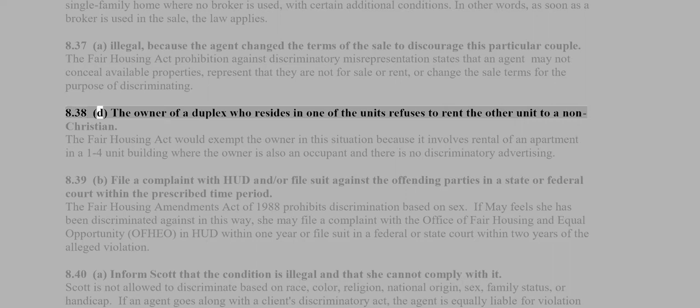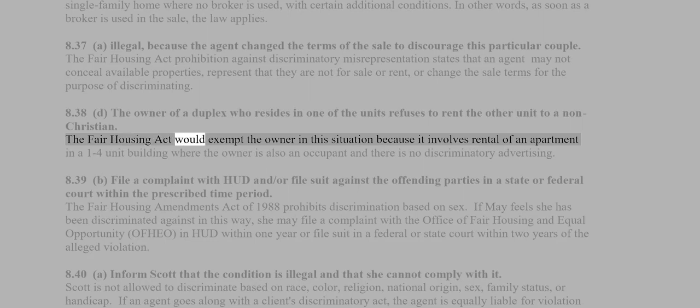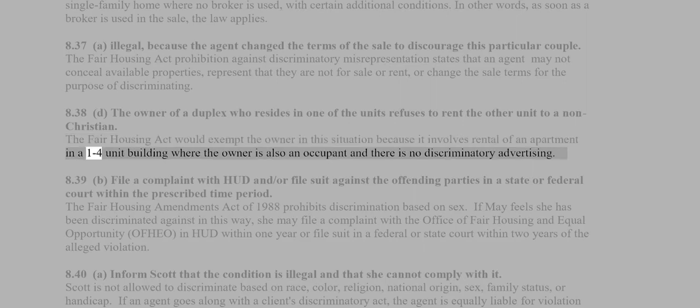8.38 d. The owner of a duplex who resides in one of the units refuses to rent the other unit to a non-Christian. The Fair Housing Act would exempt the owner in this situation because it involves rental of an apartment in a 1 to 4 unit building where the owner is also an occupant and there is no discriminatory advertising.